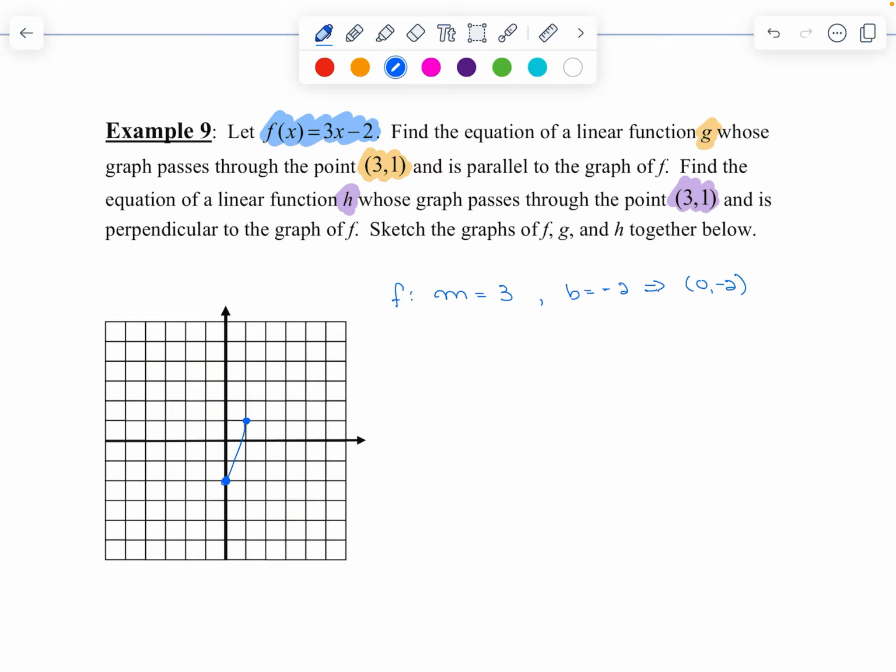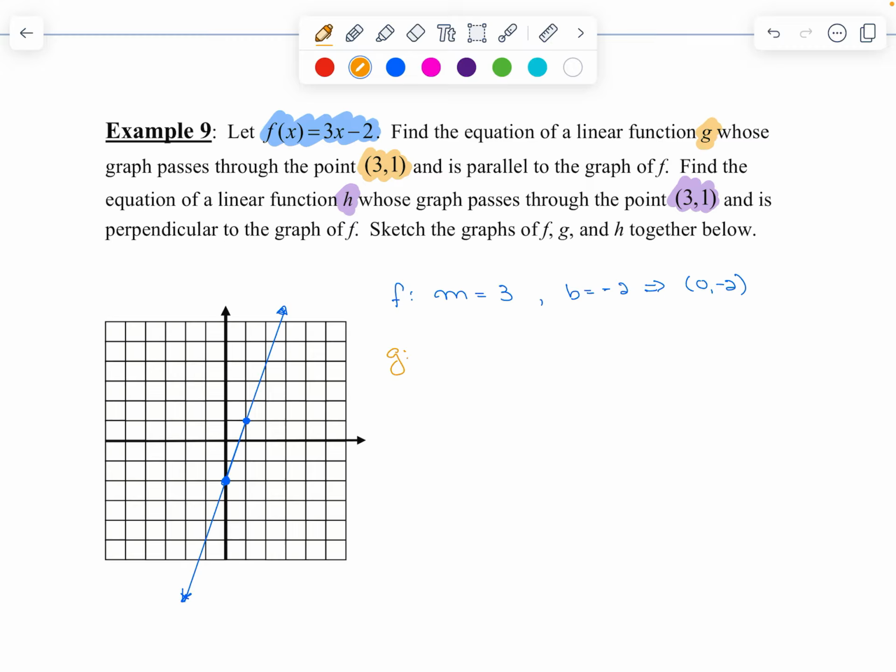So we're going to go ahead and connect. There we go. That's better. And then down here. Okay, so that is f. And I'm not going to label anything until the end, just so it's not in my way when I'm trying to graph it. Next, I look at g.